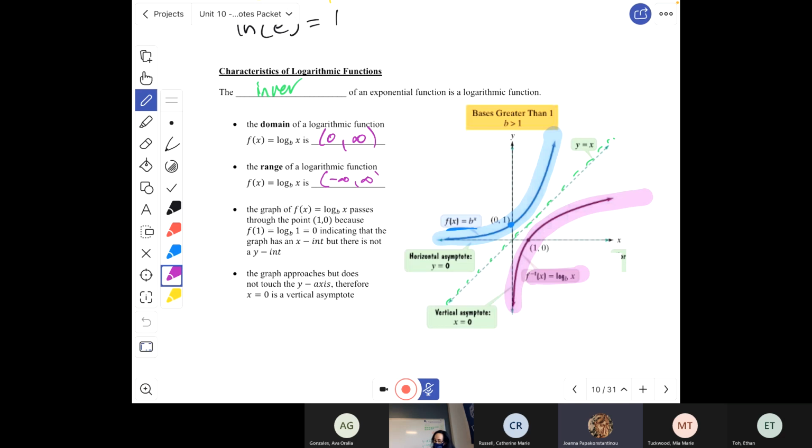That means that the parent exponential. Well, what does it mean for it to be 1-to-1?